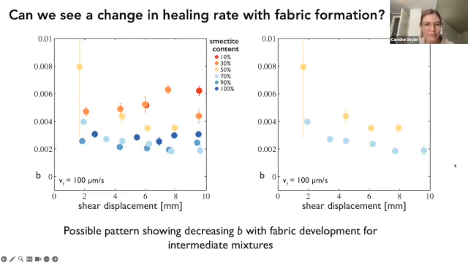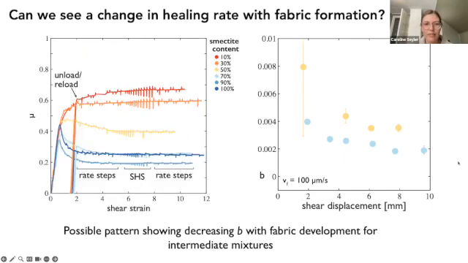with increasing fabric development. And this might be related to the fact that these two samples are also the ones that have the most gradual changes in the peak to steady state values. It's not as satisfying as we might have hoped, but it's still kind of interesting. And it still suggests that this idea of the clay fabric formation and the saturation of contact area is what's giving us this massively reduced healing rate in the clay-rich samples.